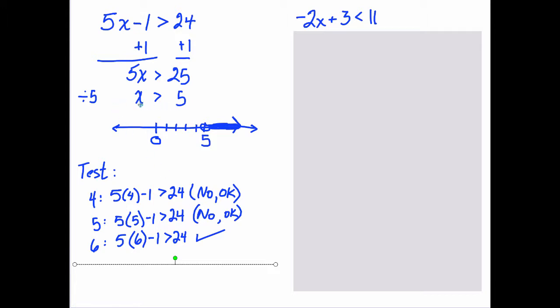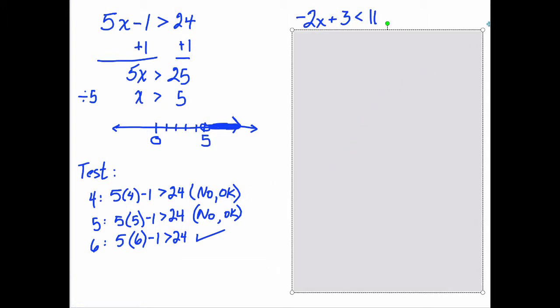And 4 also should not work. So we try 4. 5 times 4 is 20, minus 1 is 19. 19 greater than 24? Nope. But that's okay. That's exactly what should happen. Now let's take a look at using the same method with the second problem.